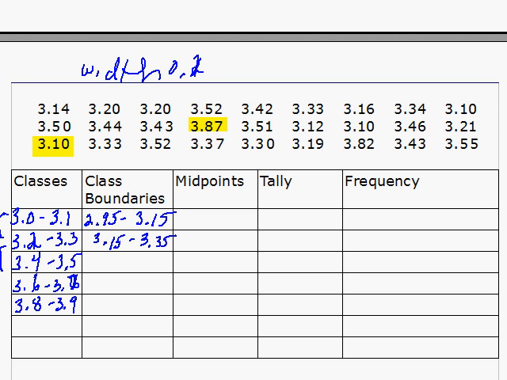This is 3.15, then 3.35, and continue like that. 3.35, and then 3.55, 3.75, and this one 3.75 up to 3.95.